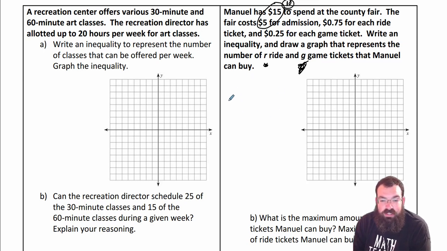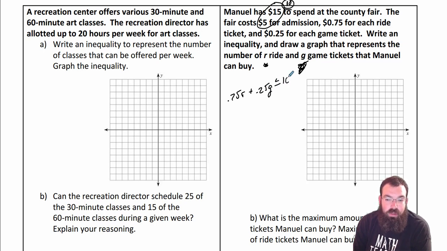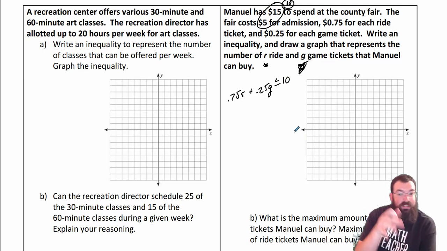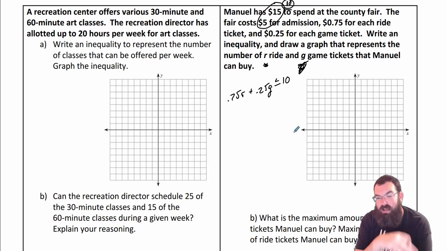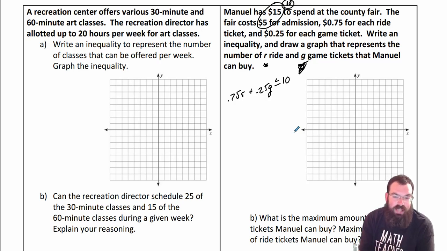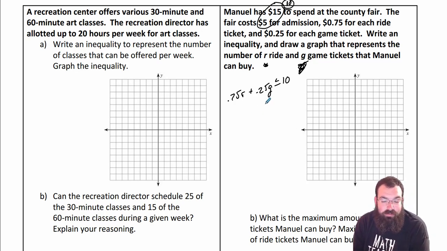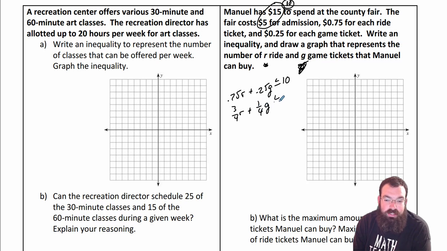So I can say it's 0.75 R, 75 cents per ride, plus 0.25 cents per game has to be less than or equal to 10. It can be equal to 10, and it can be $9 and $8 and whatever, but it cannot be anything over 10. So this is what I want to graph. Okay? And I'm going to leave it as fractions. This is really 3/4 of R plus 1/4 of G less than or equal to 10.